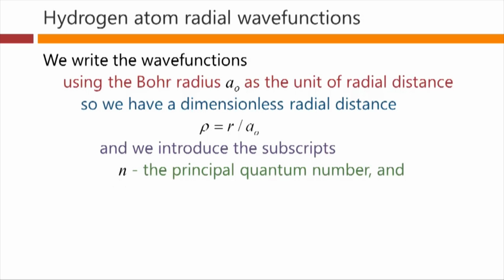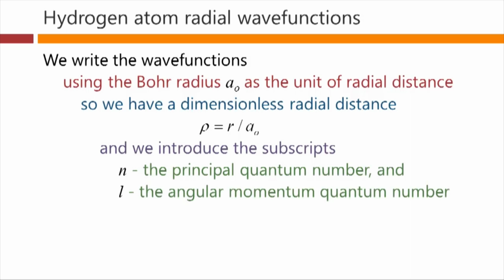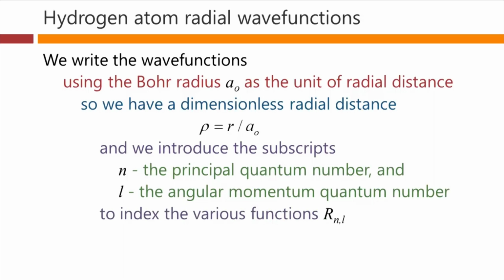N is the principal quantum number. And remember, we deduced it had to be an integer, and it had to be greater than or equal to L plus 1. And L is our angular momentum quantum number, the same one we had before from solving the angular momentum problem for the L squared operator. And we use these to index the various functions that we can now write out.